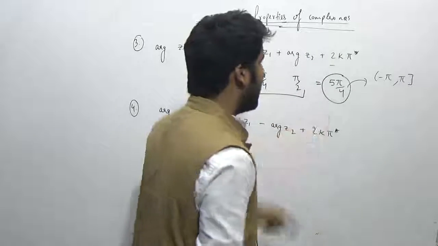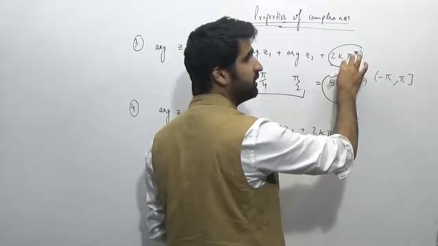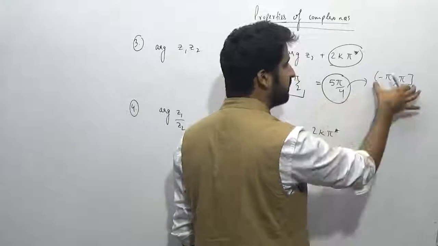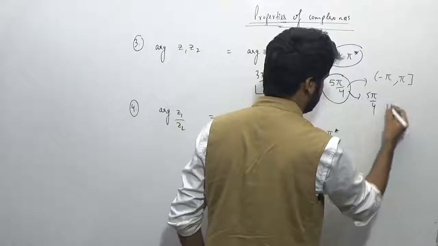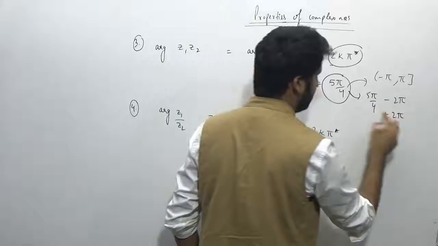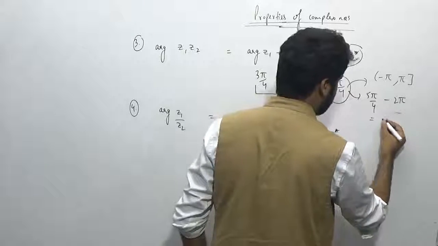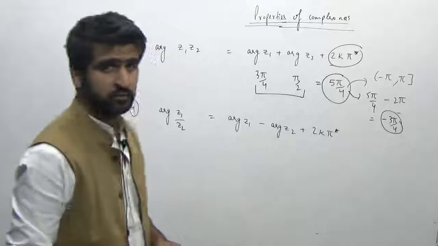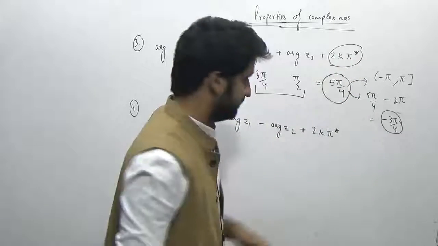So what will I do? I'll add a suitable integral multiple of 2 pi, such that this argument will come in this category. So how can I do that? If I add minus 2 pi over here, if I added plus 2 pi, this will get out of this domain. If I add minus 2 pi, this will become minus 3 pi by 4. Now this argument lies between minus pi to pi. So this is the application of adding these 2k pi over here.